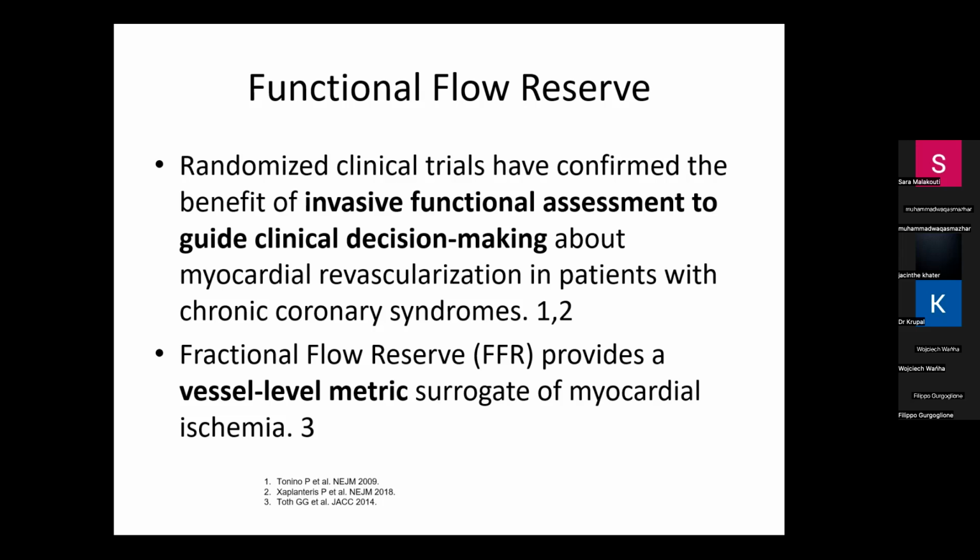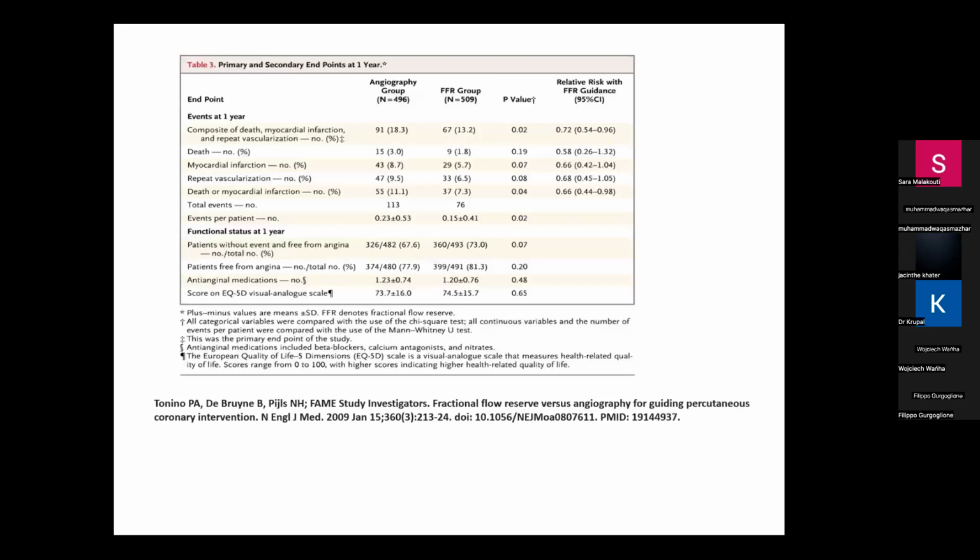So a little bit about the basics of FFR. This was the result of the FAME trial, which was the initial trial with FFR. It has shown that comparing angiography-guided versus FFR-guided PCI, the event rates were quite less in the FFR group, around 13% compared to 18% with angiography-guided PCI only, with a significant p-value.